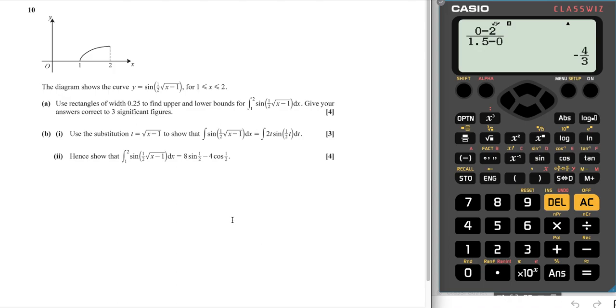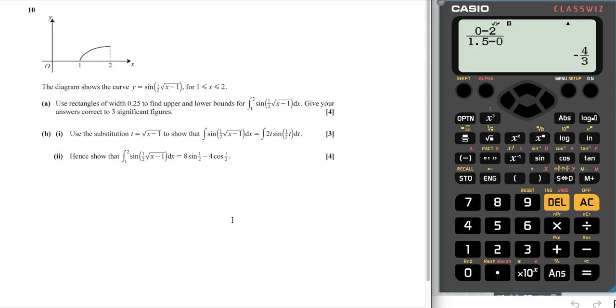So the diagram shows the curve y equals sine of a half x root x minus 1 for x between 1 and 2. Use rectangles of width 0.25 to find upper and lower bounds for this. Give your answers correct to 3 significant figures. Right, rectangles.